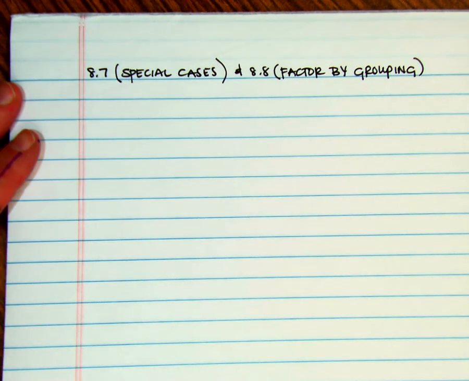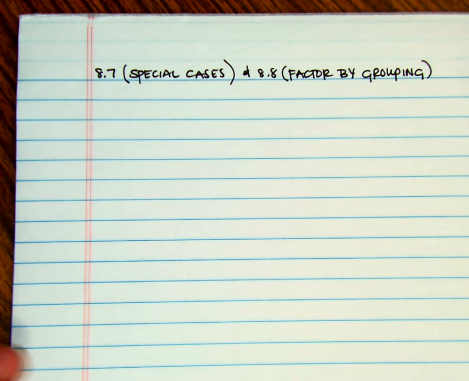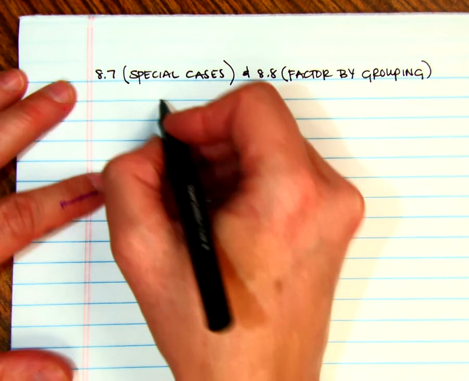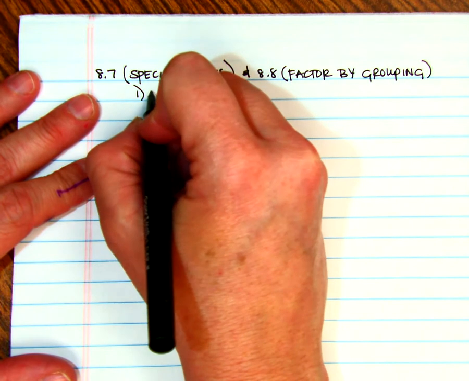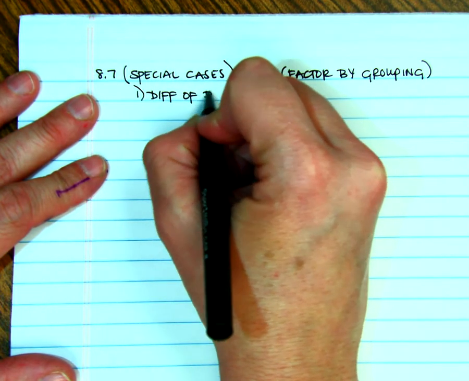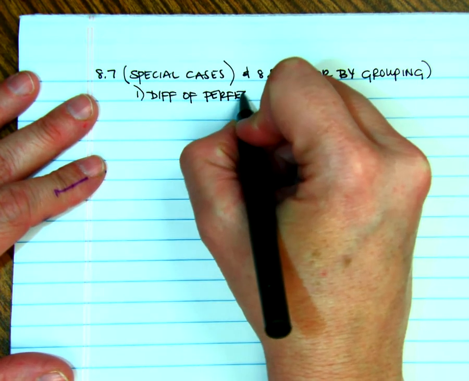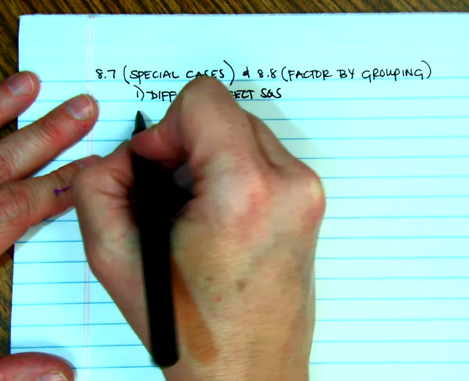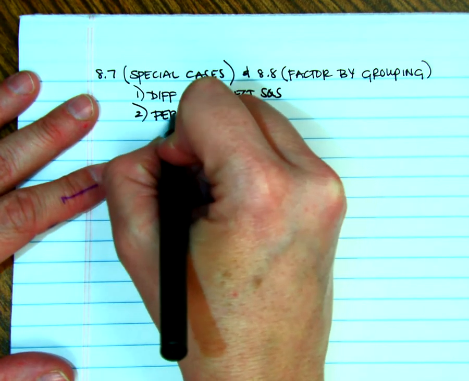Okay, had several people ask to create a video for factoring of special cases and factor by grouping. Special cases covers two different types of factoring. The one is the difference of perfect squares. And the other one is the perfect trinomial square.